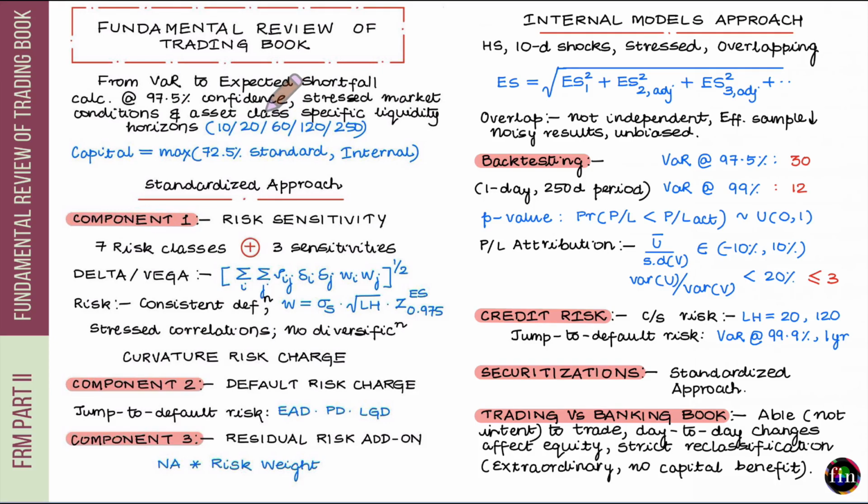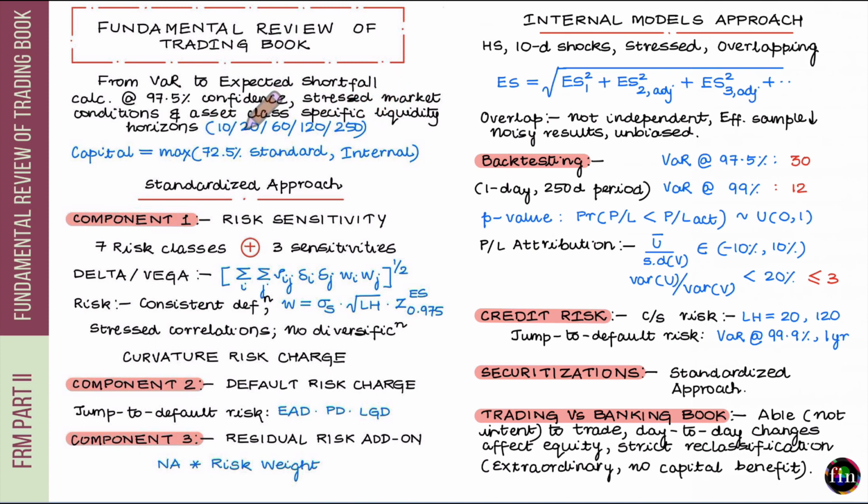In this video, we will do a quick recap of this reading, Fundamental Review of Trading Book, FRTB. At its core, FRTB is about shifting from using the VAR to using the more theoretically sound as well as conservative expected shortfall for the purpose of determining the minimum capital required for positions in the trading book. This expected shortfall has to be calculated at 97.5% confidence using stressed market conditions and using asset class specific liquidity horizons.